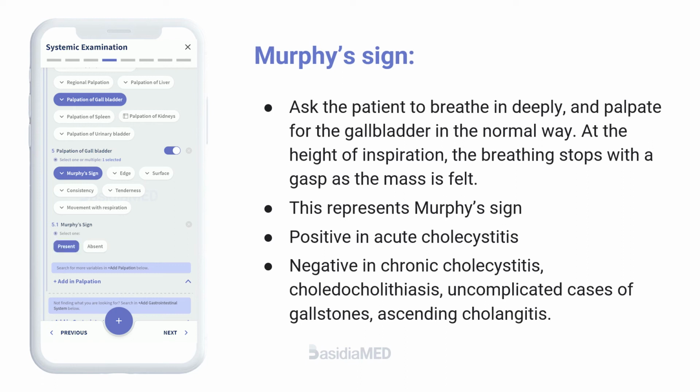This represents Murphy's sign. It is useful for differentiating pain in the right upper quadrant. Typically, it is positive in acute cholecystitis, but negative in cholelithiasis, chronic cholecystitis, uncomplicated cases of gallstones, ascending cholangitis, and pyelonephritis.